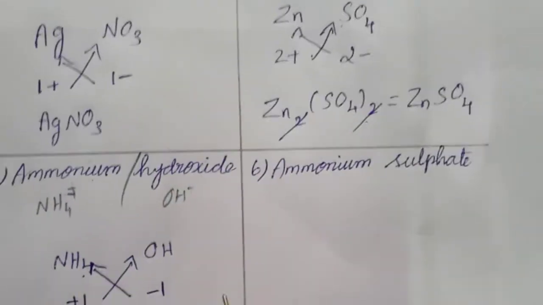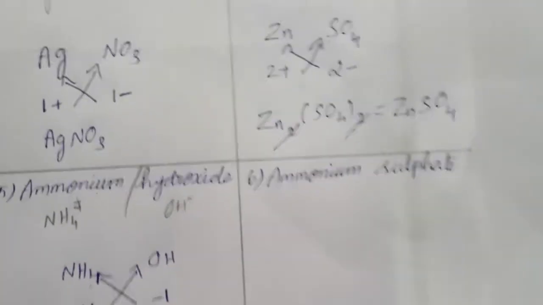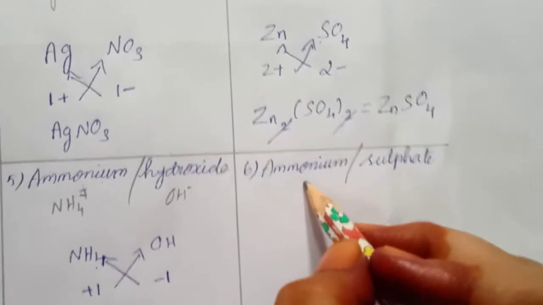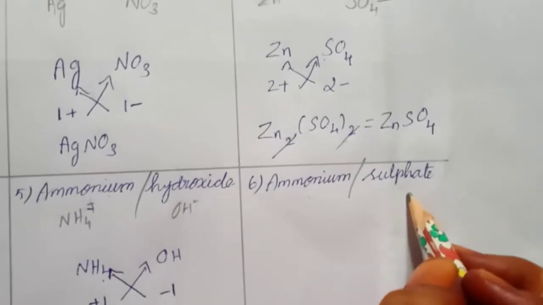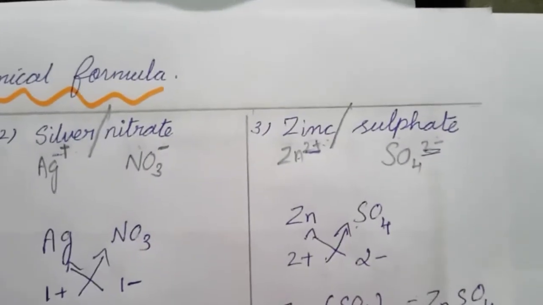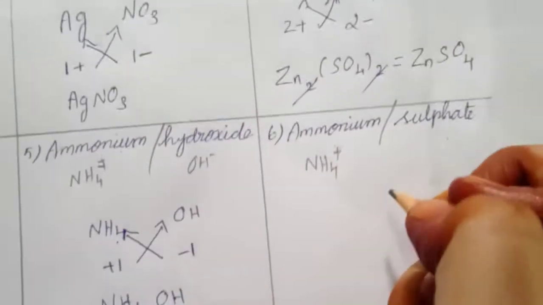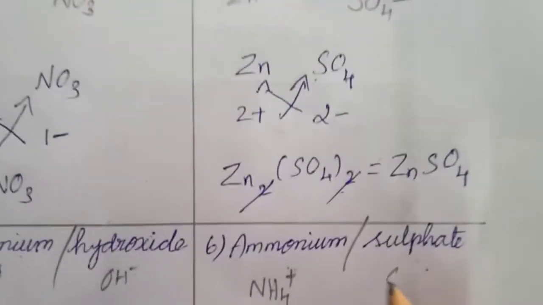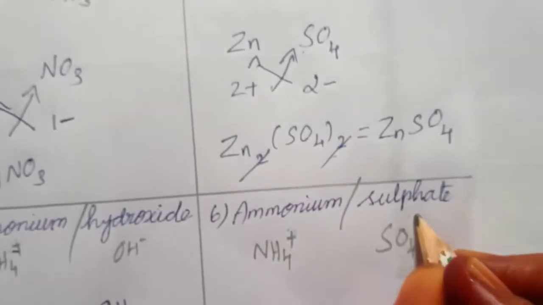Next, ammonium sulfate. So by using a pencil, we divide the name into two halves. Ammonium sulfate, first is a positive ion, second one is a negative ion. What is the symbol and charge for the ammonium ion? NH4 plus. So write NH4 plus. By using a pencil, you can write NH4 sulfate. What is the symbol for sulfate? SO4 2 minus, right, SO4 2 minus.